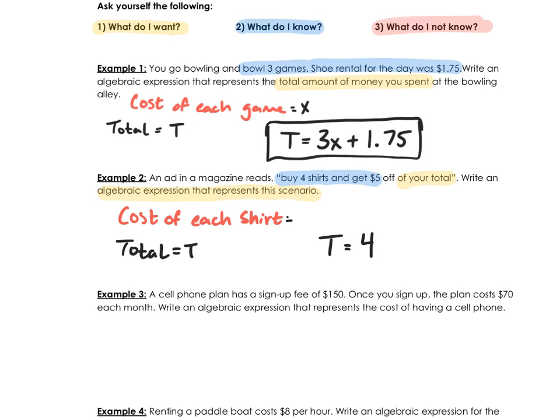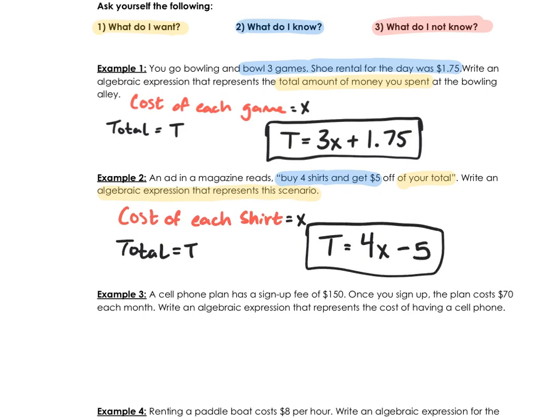So we're going to call that X. So we know 4X, because we got to buy 4 shirts at X dollars. What do we save? How much? $5 off your total. So we're really just going to take 4X and then subtract 5.